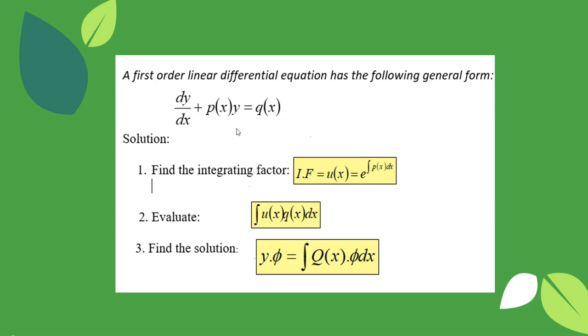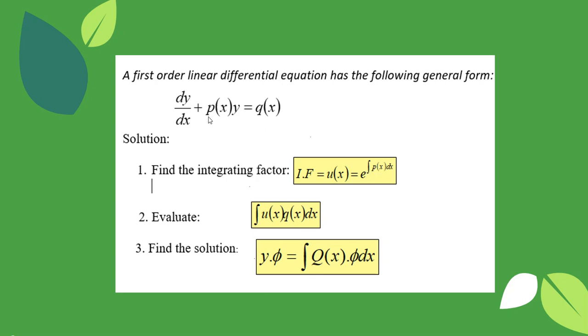And just like the inexact DE made exact, we're going to use the integrating factor, IF, here. In some textbooks, it's represented as mu of x, in some it's represented by phi. So let's use mu of x and phi interchangeably for the integrating factor. So our integrating factor is e raised to the integral of p of x dx.